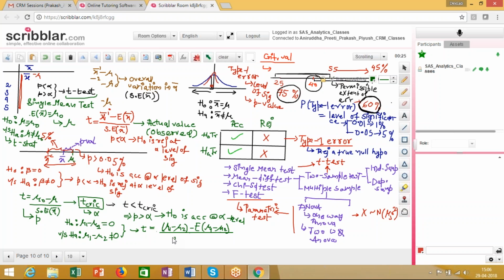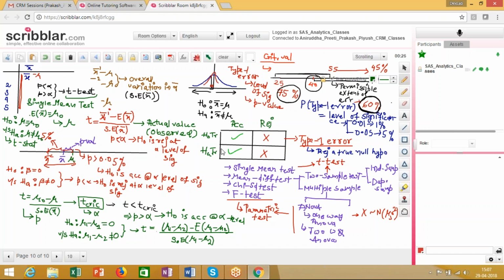Right, and then what we have over here is the standard error of mu1 minus mu2. So this is what the t statistic is, right? So over here, what we want to know is how significant is this difference between mu1 and mu2.